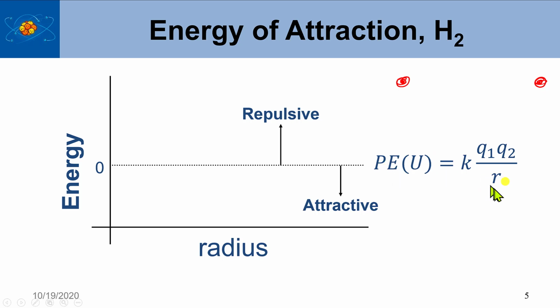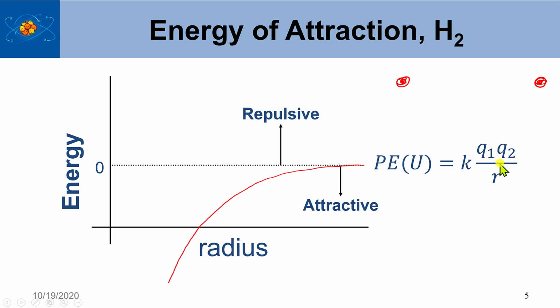Now as R gets smaller, right, this term gets more and more negative because one of the charges is negative. The result is as two get closer together, you have a potential energy curve that looks something like this. And again, if there were no restrictions on how close they could get, they would get infinitely close together, or they would form one unit, right?